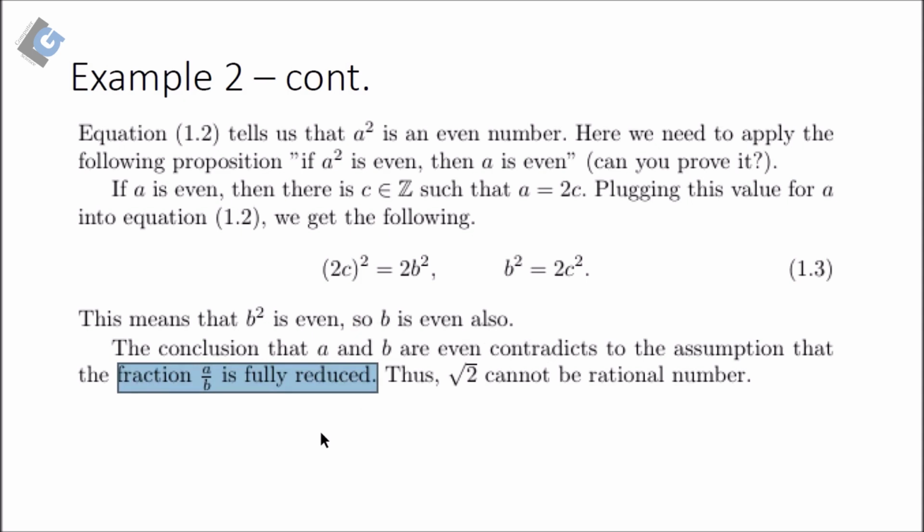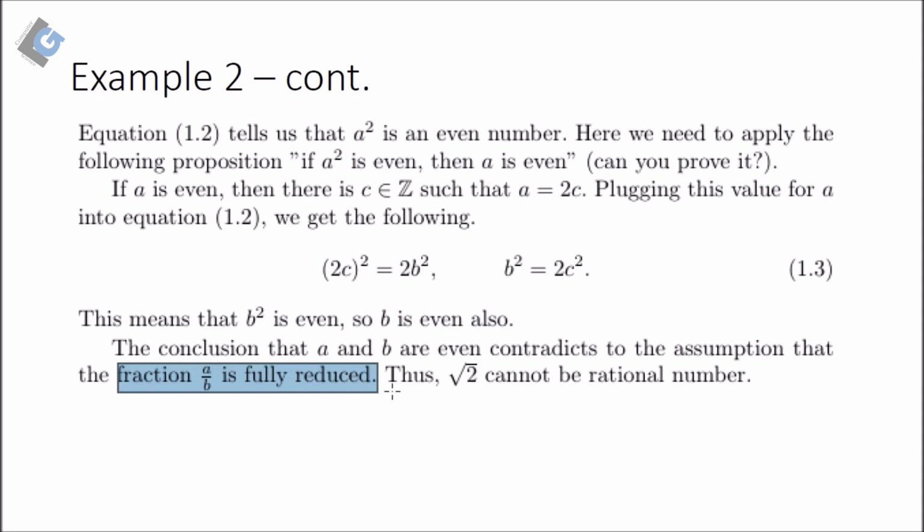So it contradicts what we assumed, that the square root of 2 is a rational number. The rational number is fully reduced. The fraction is fully reduced. So which means the assumption is wrong. The square root of 2 cannot be a rational number. So which we prove it, right?